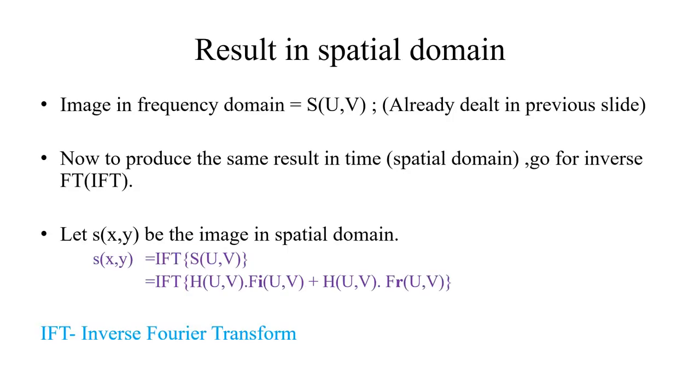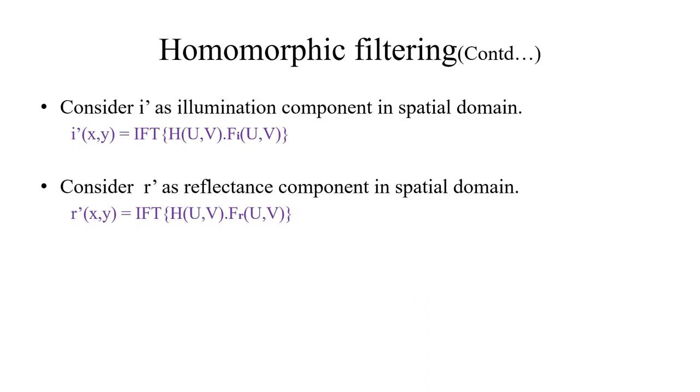Now, by applying the homomorphic filter, we have our frequency domain output S of uv. But to view the details in the spatial domain, again we go for the inverse Fourier transform. To see the image in the spatial domain, we take the illumination component in the spatial domain as I dash and the reflectance component in the spatial domain as R dash.